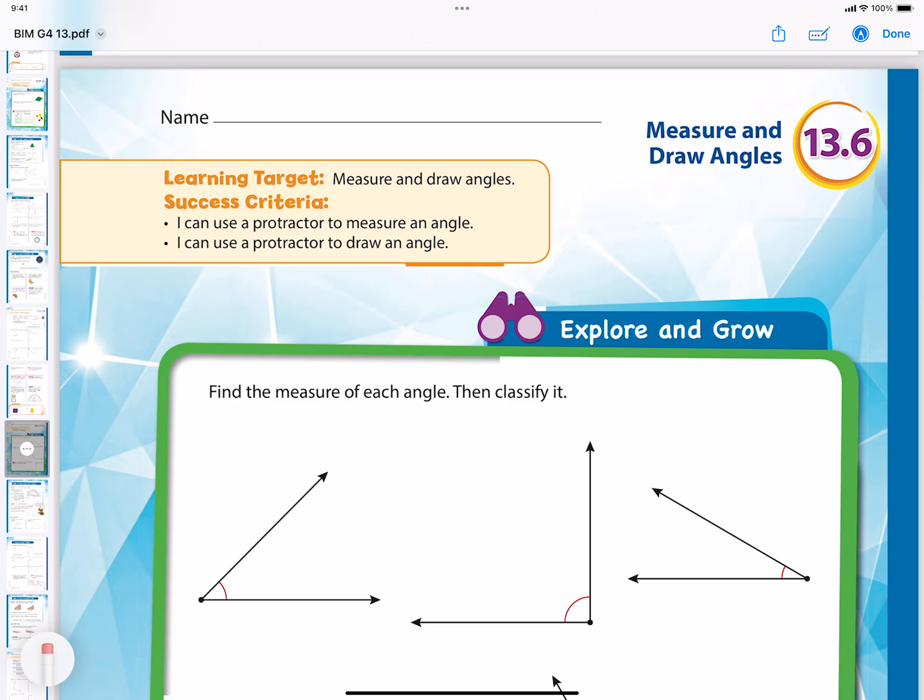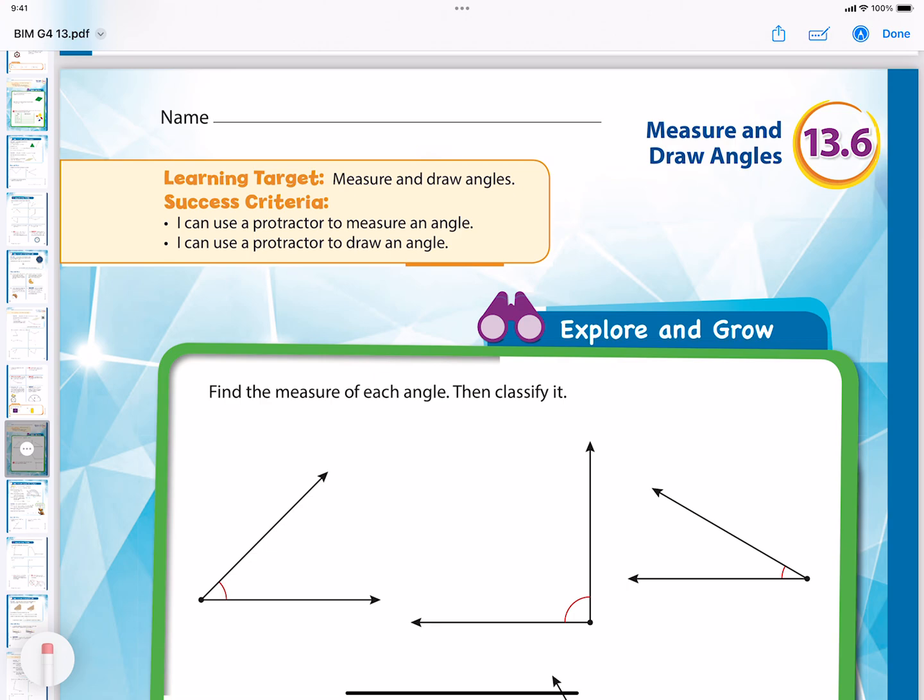This is lesson 13.6, measure and draw angles. Our target is to measure and draw angles, and our criteria is that I can use a protractor to measure an angle and draw an angle.